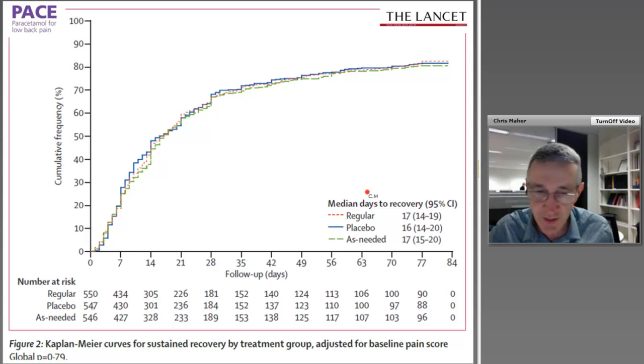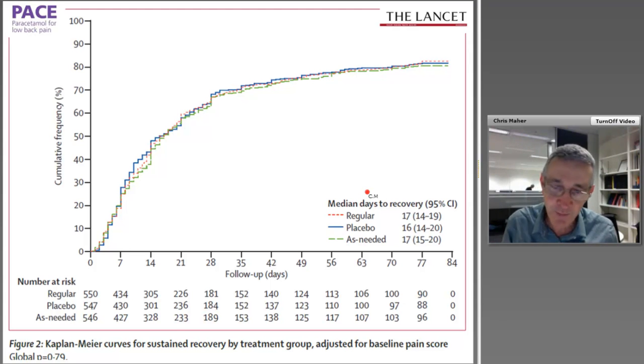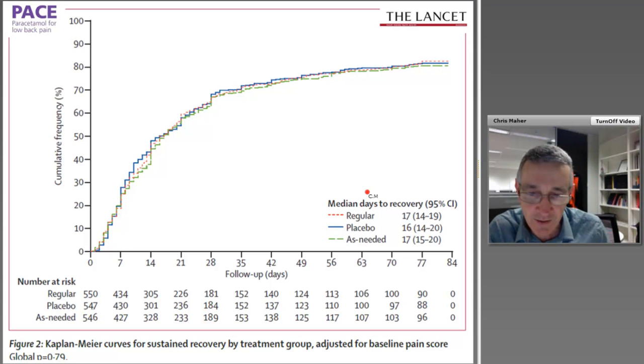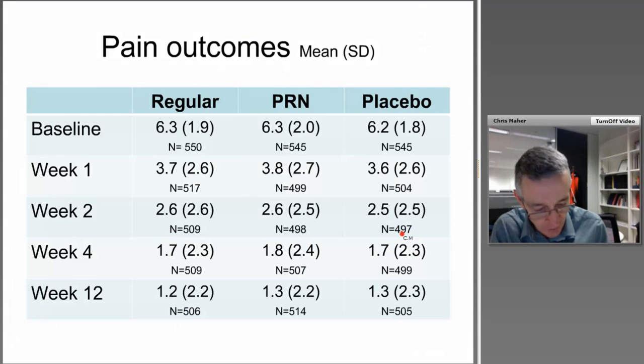These are the results for the study, and these are the results that were quite surprising to us and were really the reason that the study got such great publicity. These are survival curves for the 3 groups. This is for regular paracetamol, placebo paracetamol, and as-needed paracetamol. This is the cumulative frequency of recovery, and this is time on the horizontal axis. And what you can see with these 3 survival curves is there's no difference between them. So the median days to recovery in the 3 groups is approximately 17 days. So people recovered very quickly, but there's absolutely no difference between taking regular paracetamol, as-needed paracetamol, or placebo tablets. And that's the result that really shocked us and surprised us.